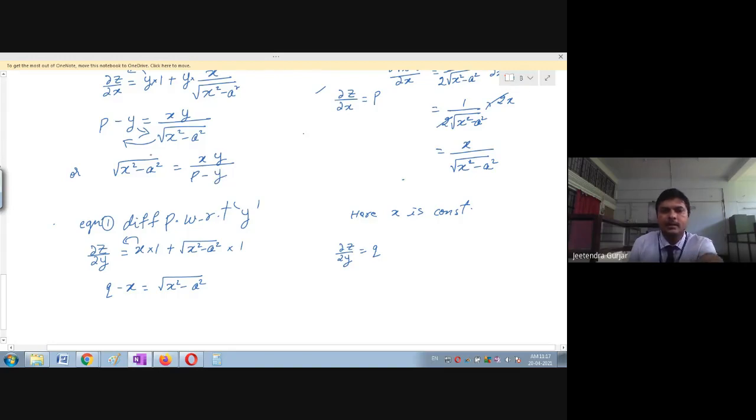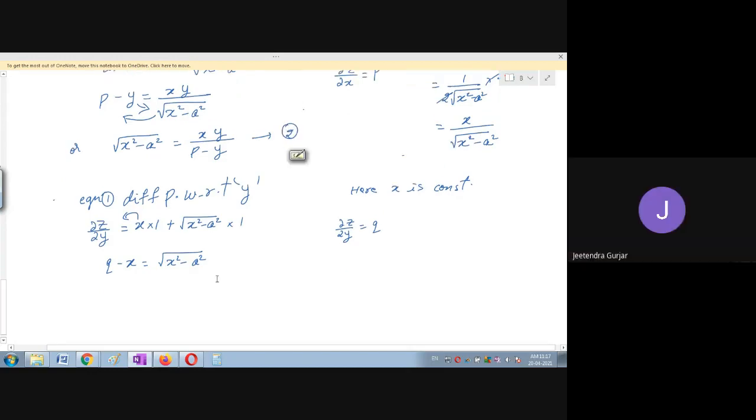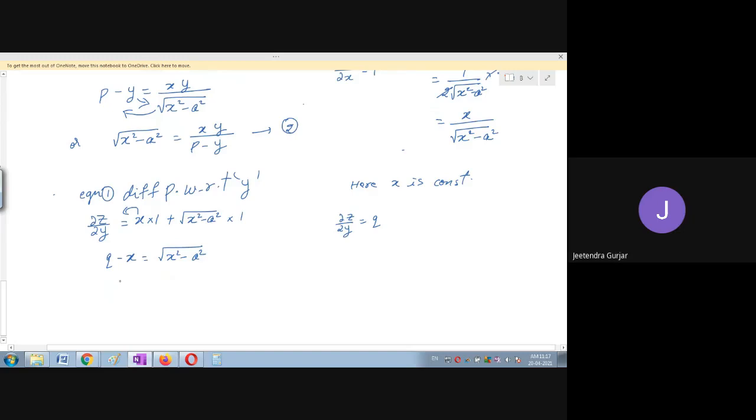Is it clear? Any doubt in this? See, I have modified this. Very, very important step, students. Why have I modified? Because I want to compare this equation and this equation. Now I'm going to keep this as equation number 2. And this again, see, is an interchange. Some of your friends may get confused, so I will rewrite this: square root of x square minus a square is equal to q minus x. I will keep this as equation number 3.